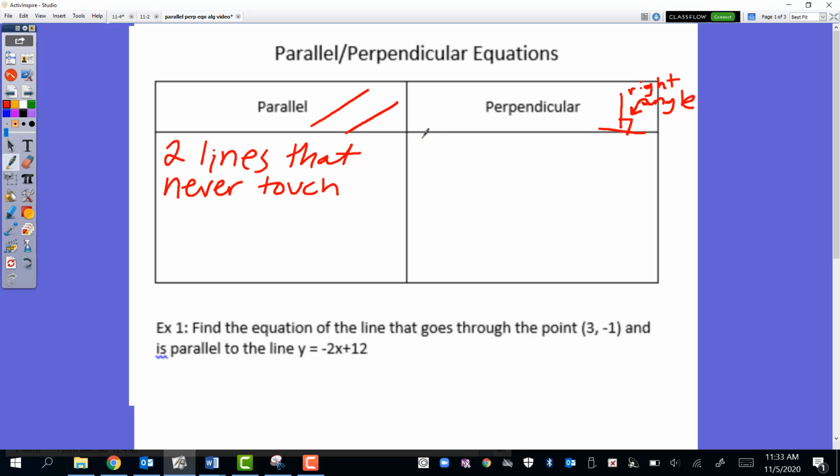Okay, so we're going to write: two lines touch and make right angles.